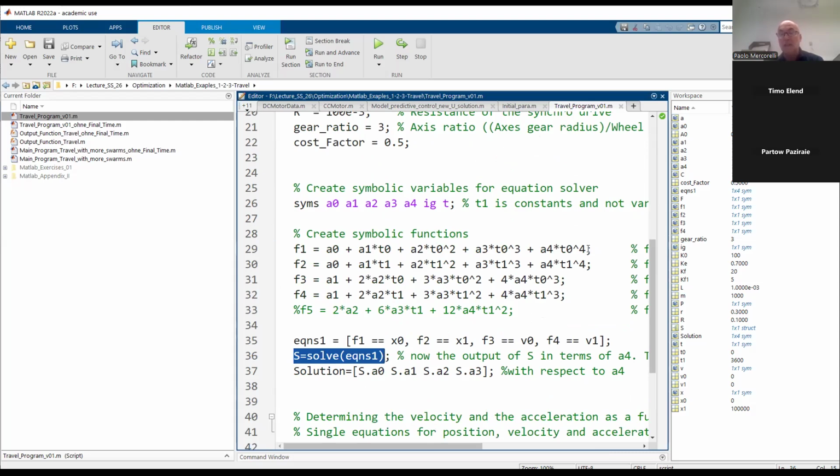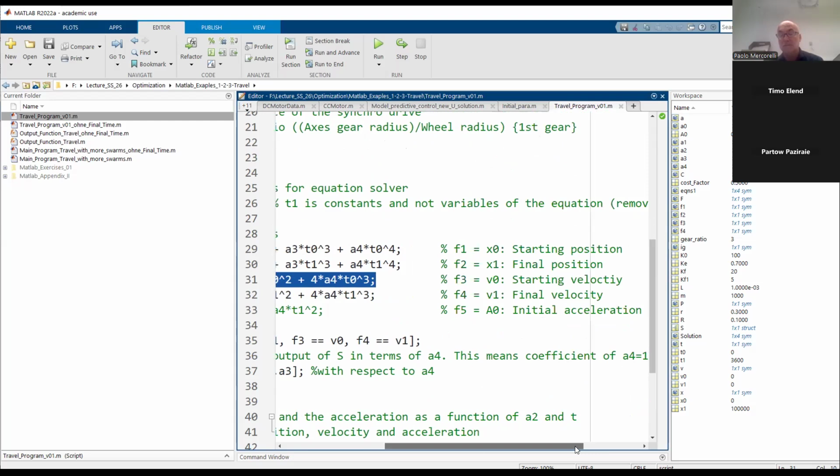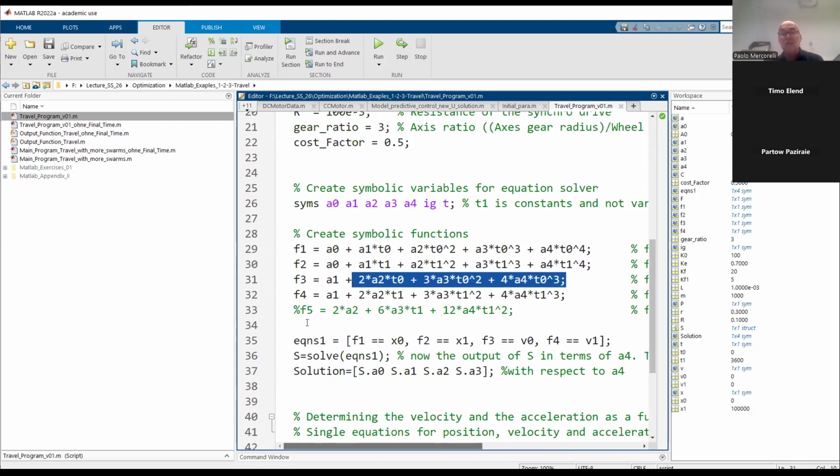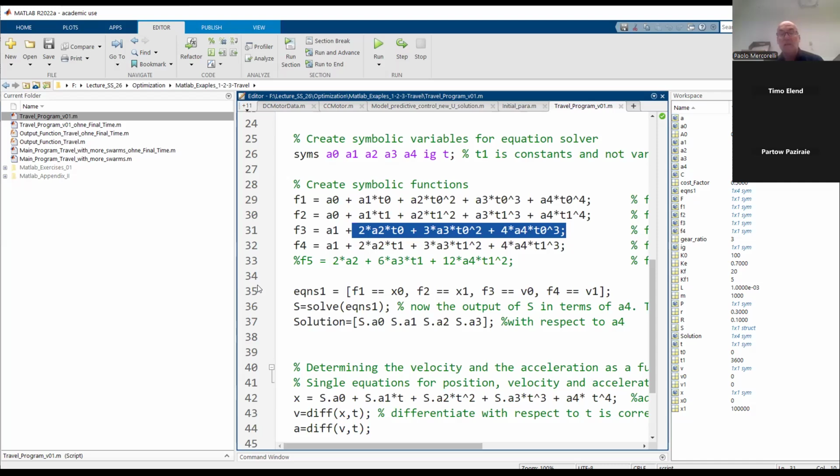No, the order is 4 as long as I speak about positions, and here, when I speak about the velocity, we reduce the order. Then, using the function solve, we look for a symbolic solution of this system, the solution for S.